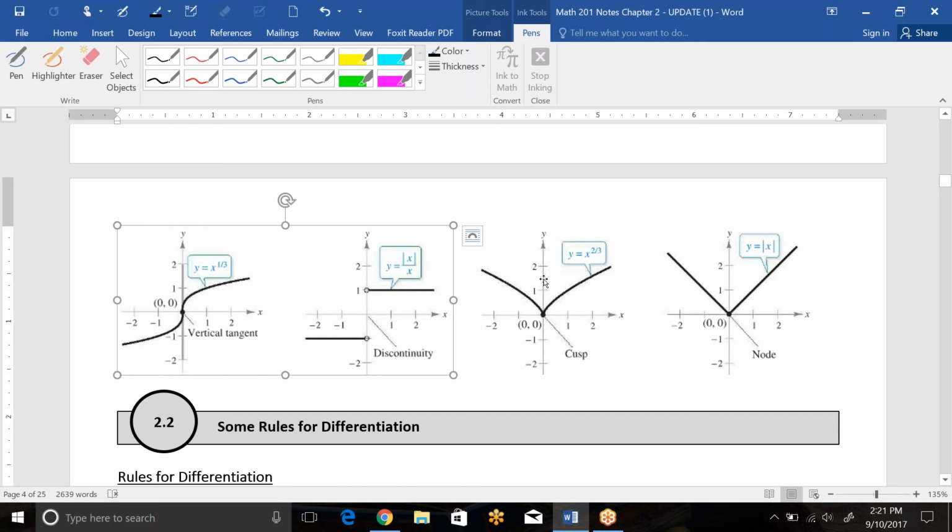We also cannot take a derivative at a cusp. A cusp is a nice curved kind of, you go in at a curve, but you have a sharp point there. And we also cannot take a derivative at a node, which is another sharp point, but you're going with straight lines there instead of curves. So if it's a vertical tangent or if there's a discontinuity or a cusp or a node, we cannot take the derivative at that specific point. We can take the derivative of the rest of the way of the function, but not there. And that's the end of the 2.1.